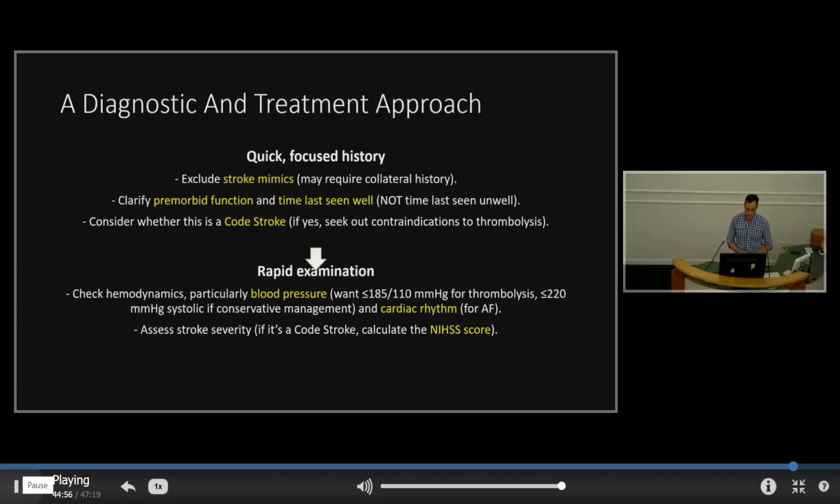Do a rapid examination. You want to check hemodynamics, especially the blood pressure, and make sure it's within 185 systolic if you're thrombolysing. If you're not thrombolysing, up to 220 is okay. And of course, you can also check for atrial fibrillation right now. It's very easy. Just feel the pulse or look at the monitor. Assess the stroke severity by calculating the NIHSS score.